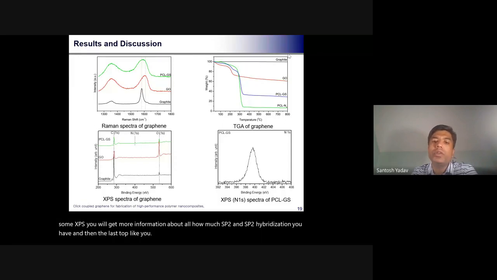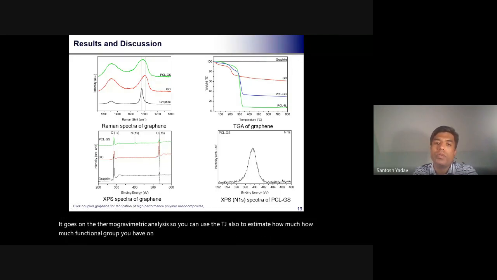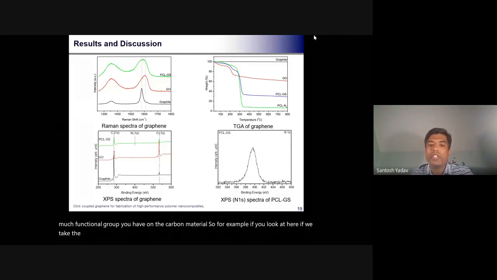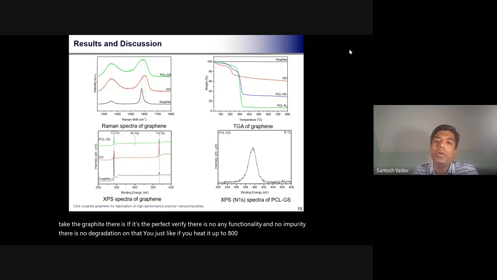And then the last part of the talk was on thermogravimetric analysis. So you can use the TGA also to estimate how much functional group you have on the carbon material. For example, if we take graphite, if it's perfect graphite, there is no functionality and no impurity, so there is no degradation. If you heat it up to 800 C, there is no degradation.